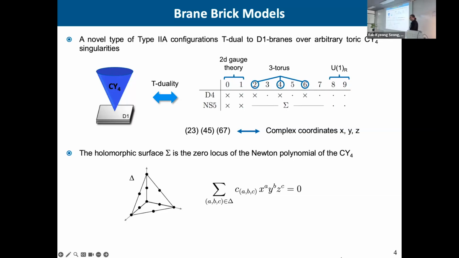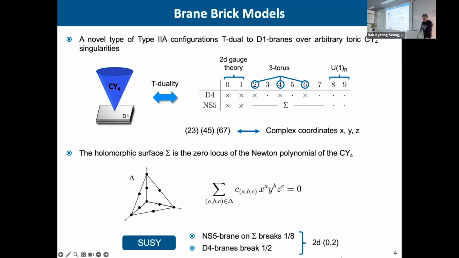Any questions so far? Okay, and this generically is a configuration that reduces the amount of supersymmetry in the right way because the NS5 brane wrapped on sigma behaves like 3 different types of NS5 branes perpendicular to each other. So it breaks 1/8 of the supersymmetry, and the D4 branes break the other half. Of course, you can have non-generic configurations which have higher supersymmetry. You can have (8,8), (4,4), (2,2), maybe (0,4), things like that.